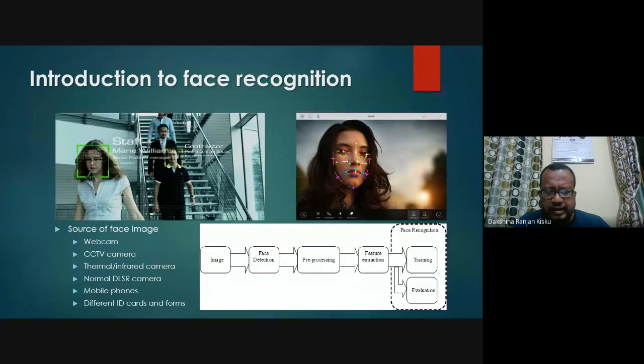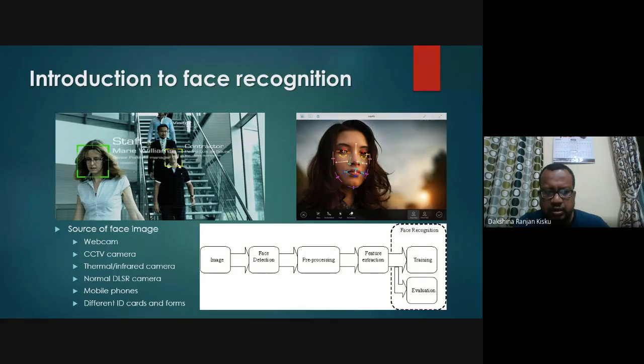Now, if we look at this diagram of a typical face recognition system, it may include a number of subsystems. Here you can see a diagram of a face recognition system, and it consists of a number of subsystems. The first subsystem may be image acquisition, then the face detection subsystem, then the pre-processing subsystem, then the feature extraction subsystem, then a training module, and finally we go for the evaluation.